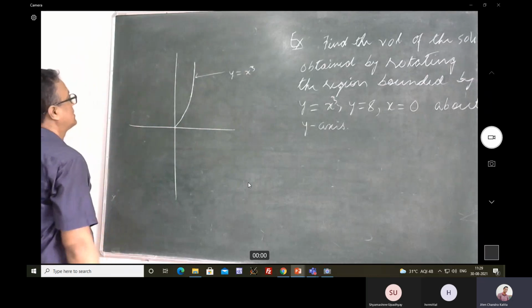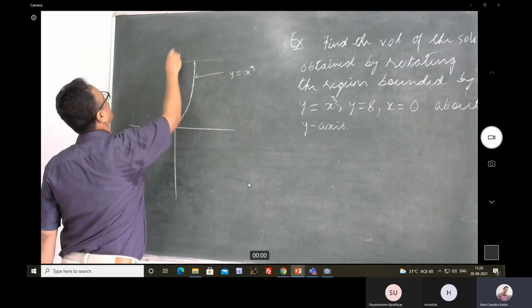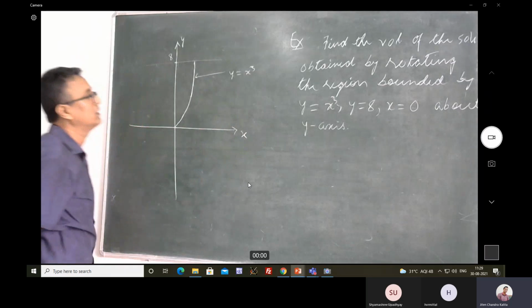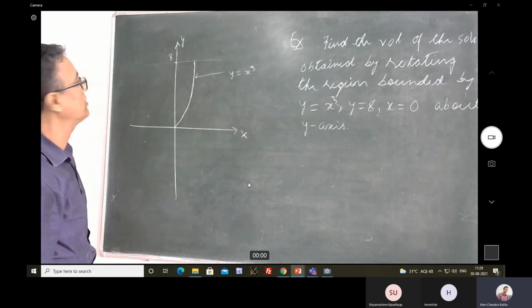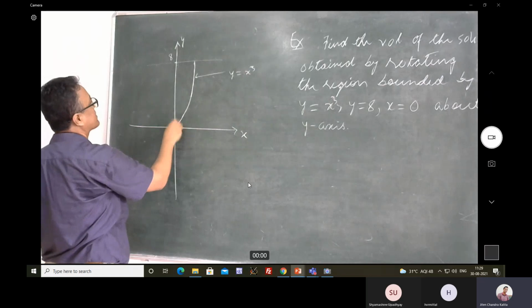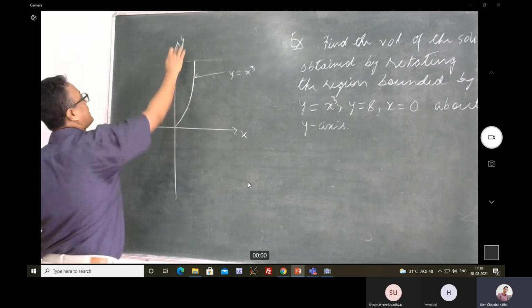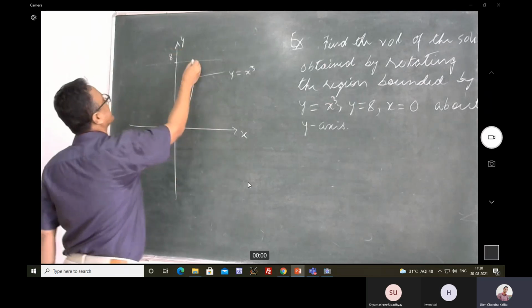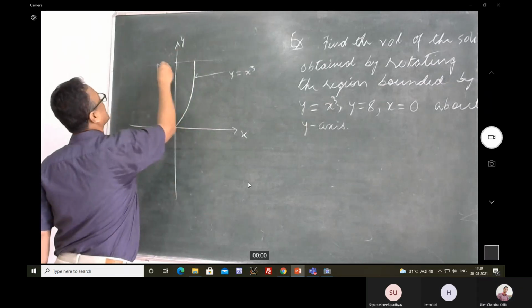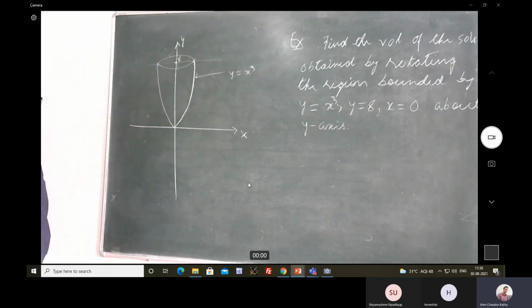So then suppose this is 8. Suppose this is 8. Okay. And x equal to 0. So your x equal to 0 is this. Okay. And about the y-axis. So basically, what you are going to do is rotate this curve about the y-axis. So then it is going to generate something like this, isn't it? Is it okay?